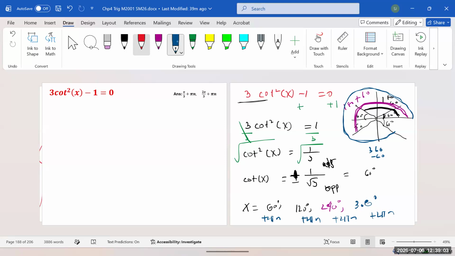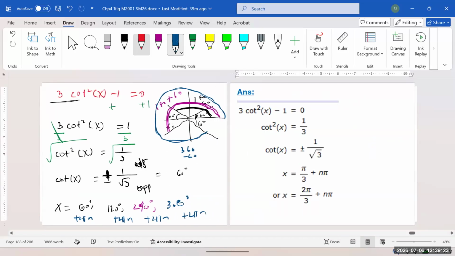Did I make a mistake? Cotangent is positive on the first and third quadrant. It's negative on the second and fourth quadrant. Let me see the solution.